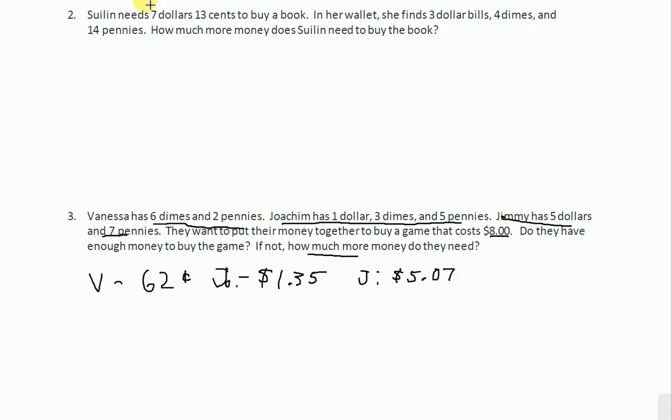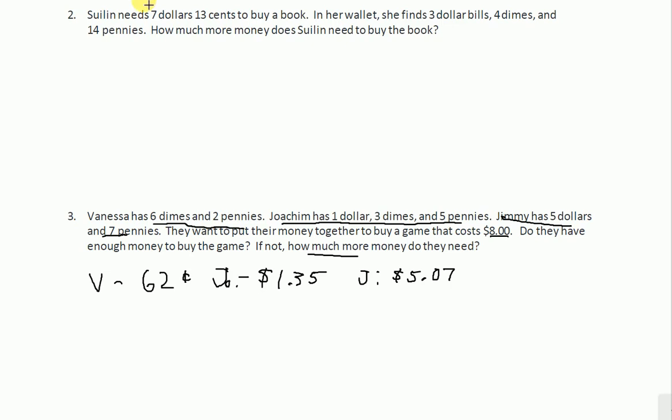Okay, they want to put together to buy a game. So what we need to do is add those 3 values together. We could have a tape diagram, or we could do it many different ways. I just realized that I'm doing number 3 instead of 2, but that's okay. Let's pause the video right there, and I'll go back up and start on 2.